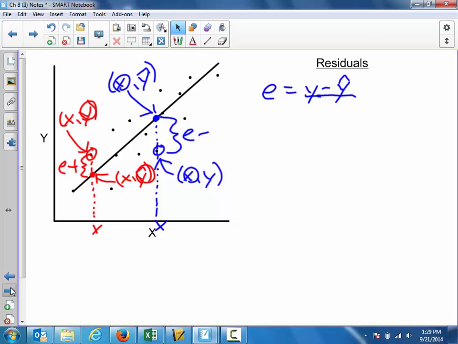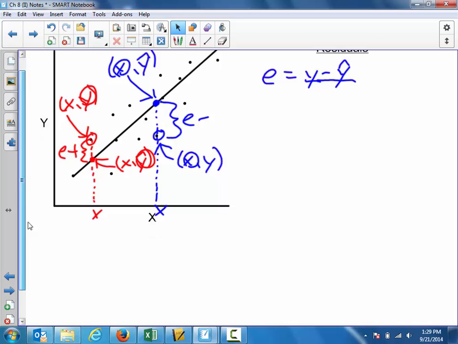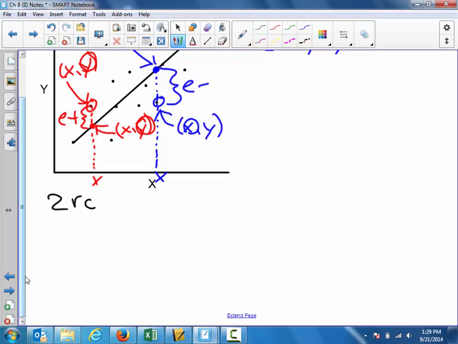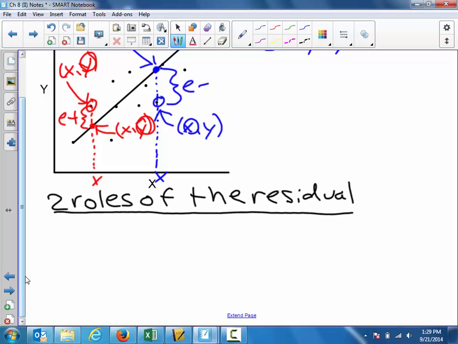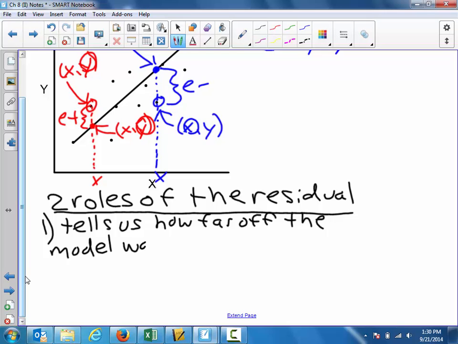Let me see if there's anything else I want to say on this. Okay, two roles of the residual. Let me write these out for you. Two roles of the residual. First is this: it tells us how far off the model was from the actual data, the actual y value.